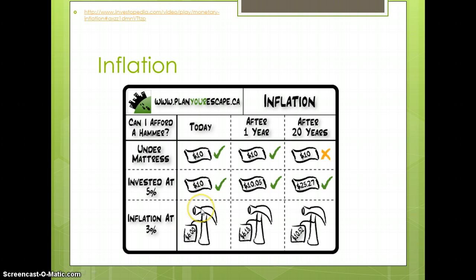However, if I decide I really don't need this hammer, I'm going to invest my money instead, what happens here to prices and goods? If I just take this $10 and put it on my mattress and think, I don't trust that I want my money to stay here, this is still worth $10. However, if I invest it at 5%, I get $10.05. It actually grows. But the hammer we see here is $6.18. Inflation at 3% brings this up to $6.18 over 3 years, which means things slowly get more expensive.